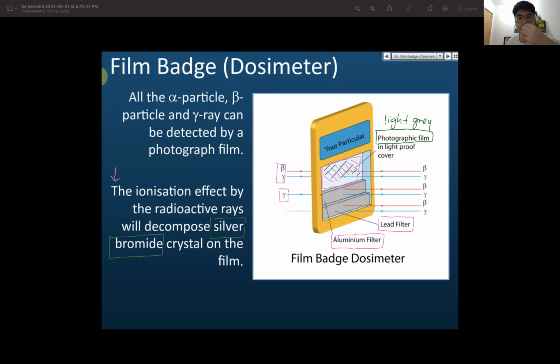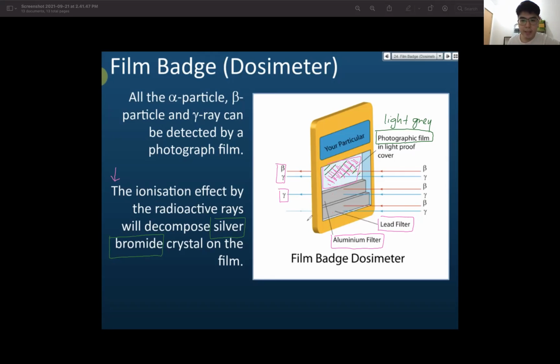So if you are exposed to, let's say, only beta particles, then your film badge only turns dark at the top, but the middle and the bottom stay a light gray color. It stays like the initial color because the beta cannot pass through the filter, so it won't pass through to the film. That is why you see light gray color at the bottom.